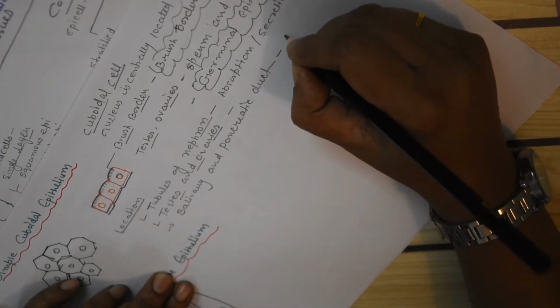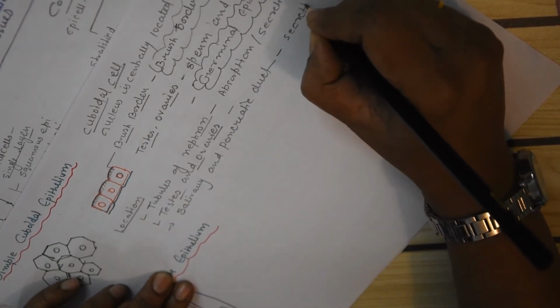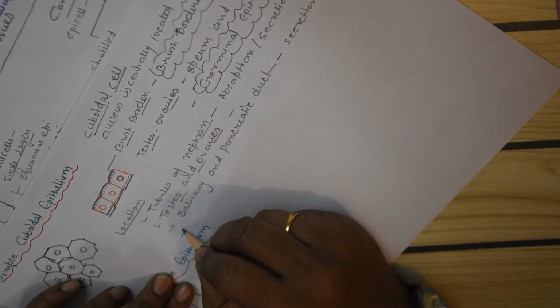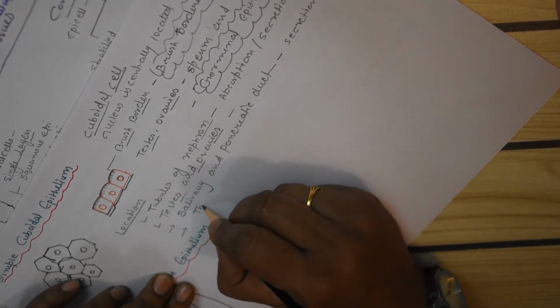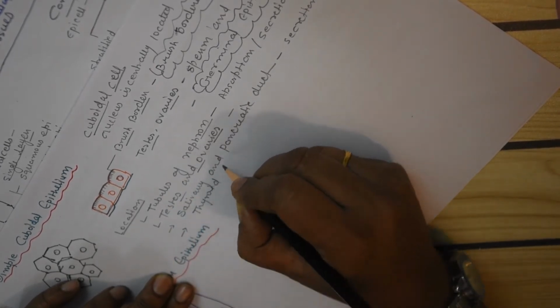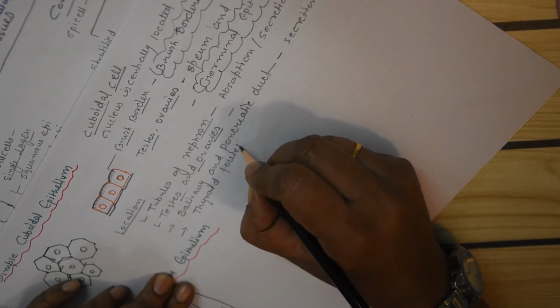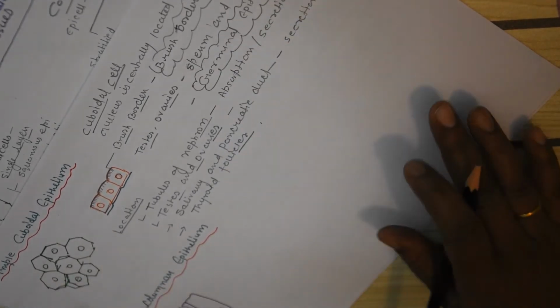So here its function will be secretion. And it's also present in the thyroid follicles. So this is about the cuboidal epithelium.